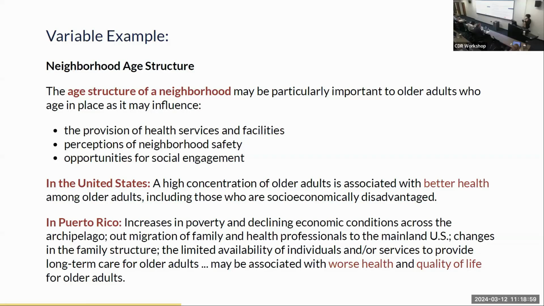But in Puerto Rico, which is going to be the emphasis of the illustrative example here, as I get to in a bit, because of the context in Puerto Rico, with the increases in poverty and declining economic conditions across the archipelago, migration of family health professionals to the mainland U.S., changes in the family structure, the limited availability of individuals and even services to provide long-term care for older adults, maybe that higher concentration of older adults isn't really a good thing and might actually be representing a better health structure for these older folks as it is found here in the contiguous US, right? So I just want to emphasize here that context matters.